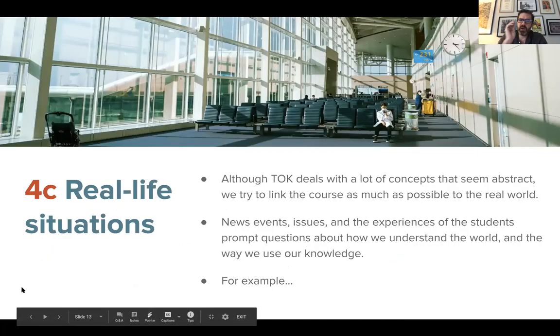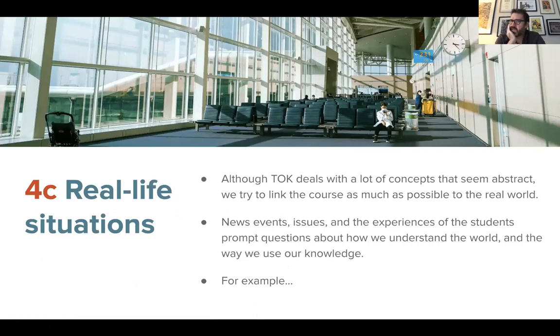Okay, so one of the misconceptions of TOK from non-TOK teachers is that it's quite abstract. It's quite philosophical. It's not really set within the real world. It's a bit of a weird course. I suppose in some ways it is, but only because it's unlike all of the other courses and there's no exam. But TOK itself should be very, very much based in the real world.